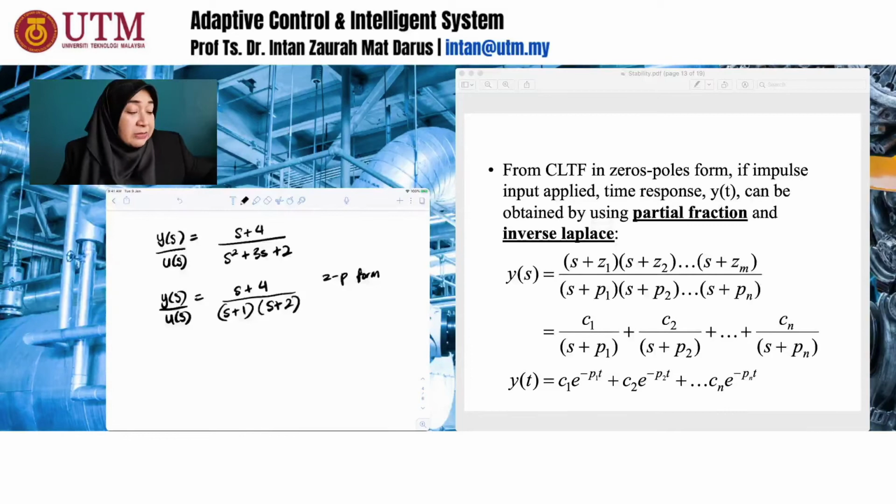So what does it mean? If you look at the numerator of the system, that will give you the value of your zeros. The denominator here will give you the value of your poles.